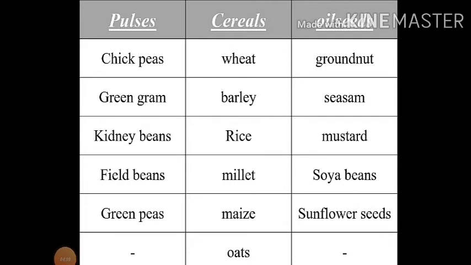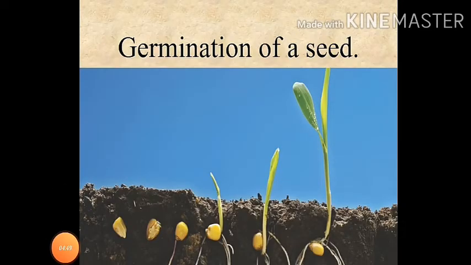Now let's do a quick revision of whatever we have learned till now in our session. So we have learned about germination of seed. What is germination of seed? The process in which a seed is grown into a plant is known as germination of seed.